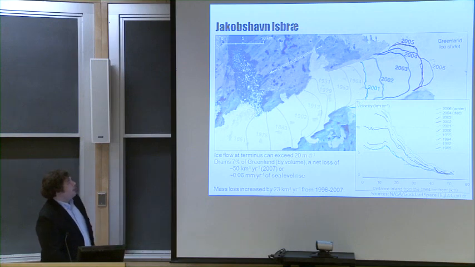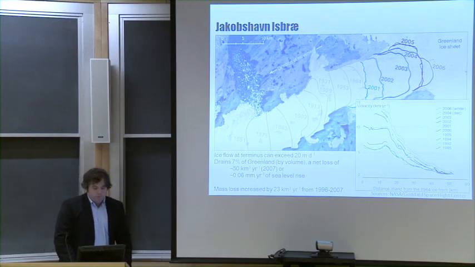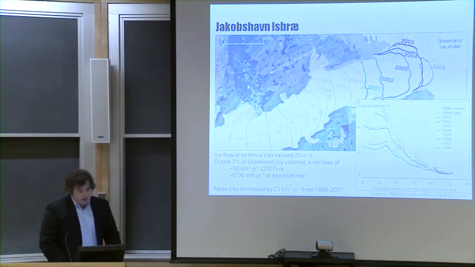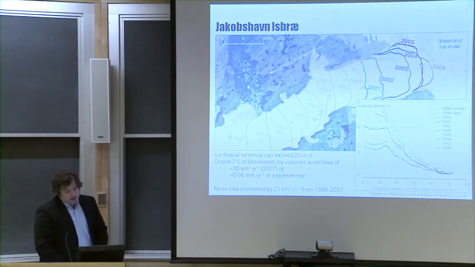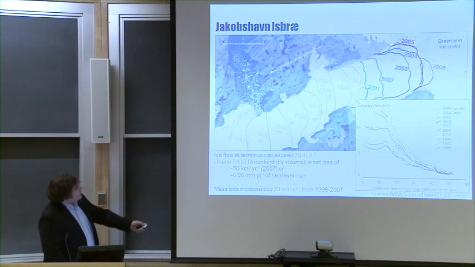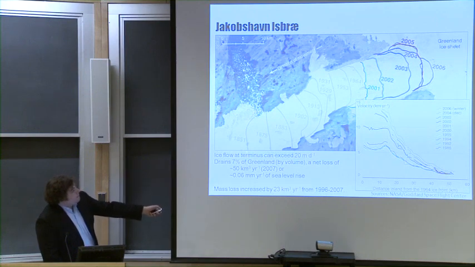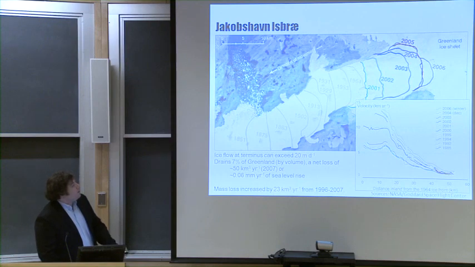So Jakobshavn Isbrae is an outlet glacier, which basically just means that it drains an ice sheet. It drains about 7% of the Greenland ice sheet, or about 50 cubic kilometers a year, about 0.06 millimeters per year of sea level rise, which actually ends up being about 4% of the total sea level rise in the past century. And you can see here some contours for the glacial front in 1851, all the way up to nearly the present. And here's your scale. So it's really retreated quite a long way.